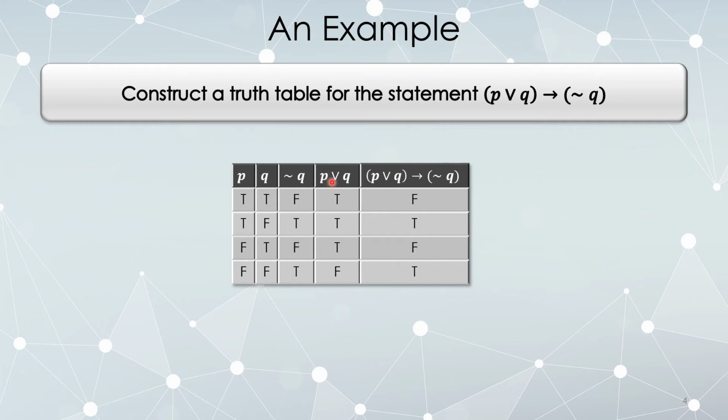Can I build the disjunction P or Q? Yes, because P and Q individually already exist. P or Q? Yes. P, yes, so the or is true. If Q is true, the or is true. If both are false, the or is false.